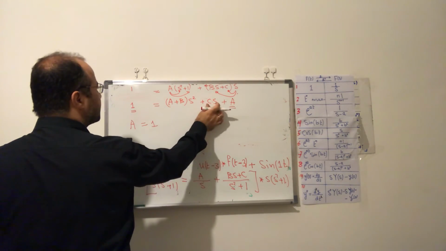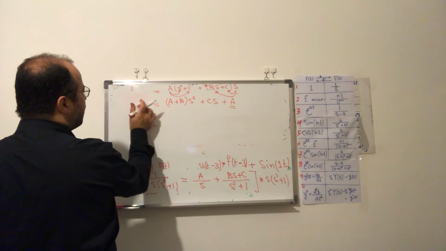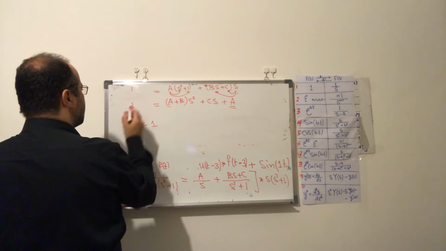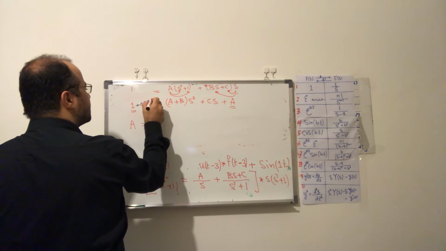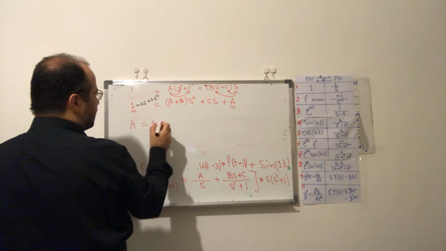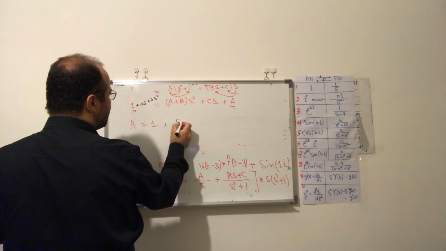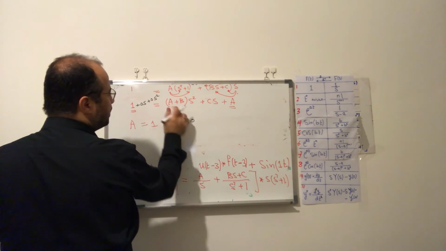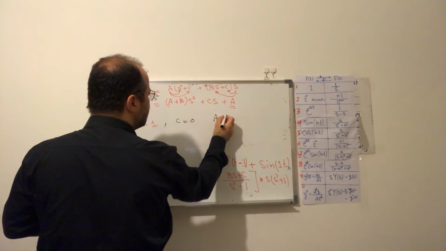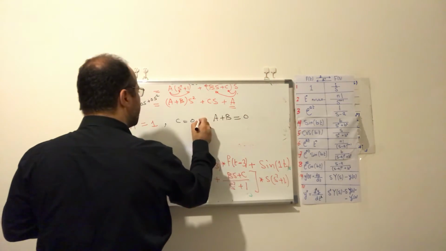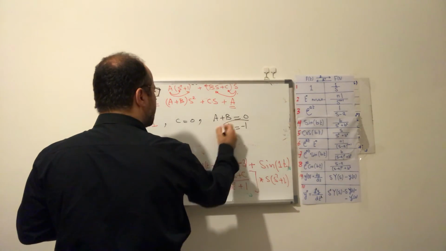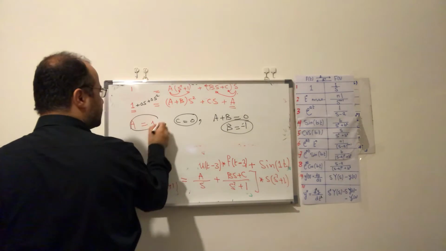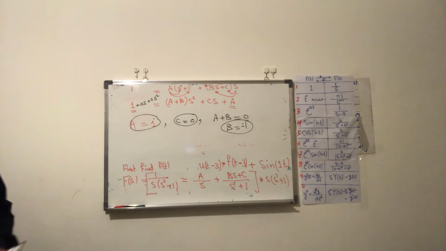Now c, we don't have anything here, the coefficient, so you have 0s plus 0s squared, right? Then c should be 0, and 0 equals a plus b, also 0, right? Now if a is 1, then b should be minus 1, right? Then I got b, I got c, I got a here. Then I'm almost done here.